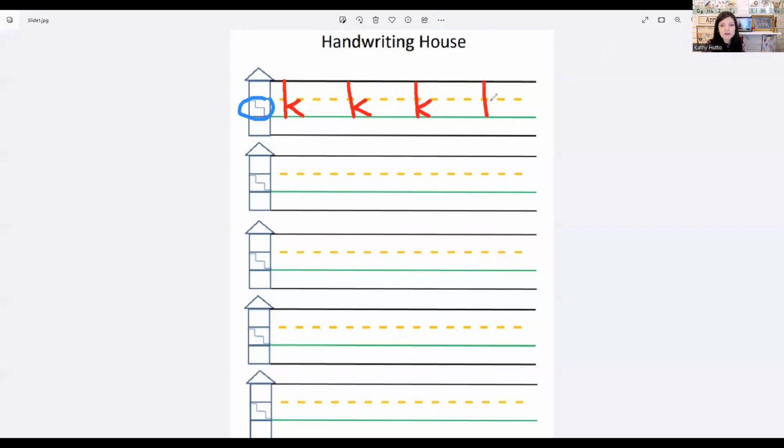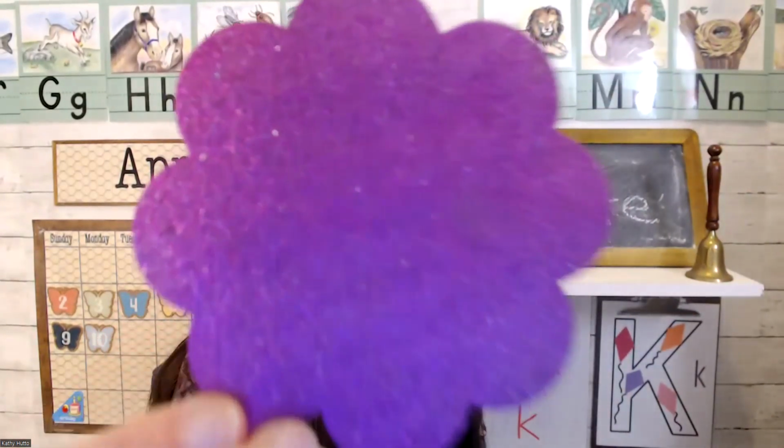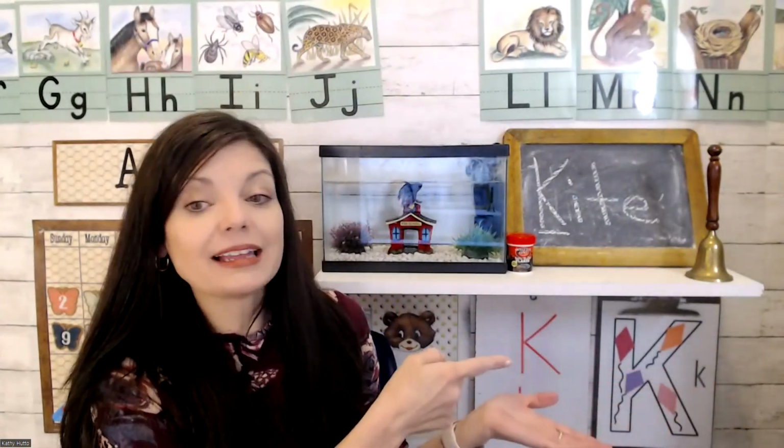Make that little duck's bill. Okay, so that is the little letter K. I would love to cheer for you because I know you're listening and learning and doing such a great job on your handwriting. And here is a sticker for your handwriting paper. Well, now we know what letter K looks like. We know how to write letter K.